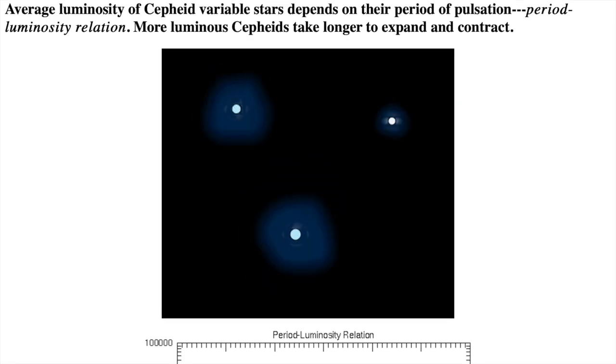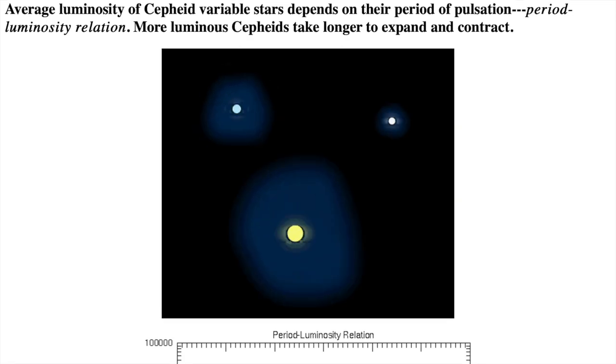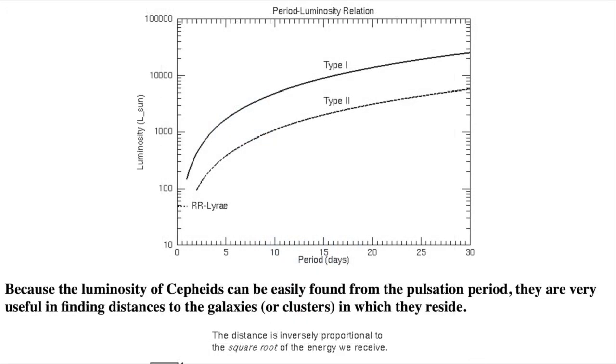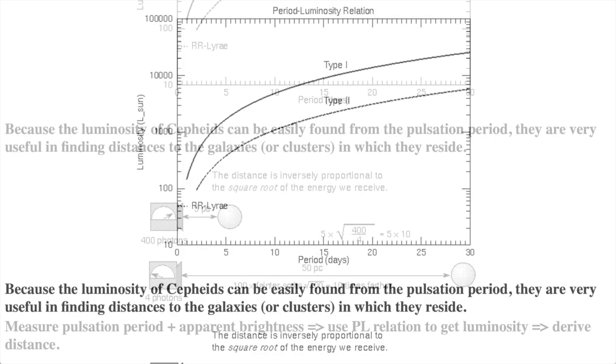They have a well-defined relationship between their average luminosity and pulsation period, as shown in this graph. Because the luminosity of Cepheids can be easily found from the pulsation period, they are very useful in finding distances to the galaxies, or clusters, in which they reside.